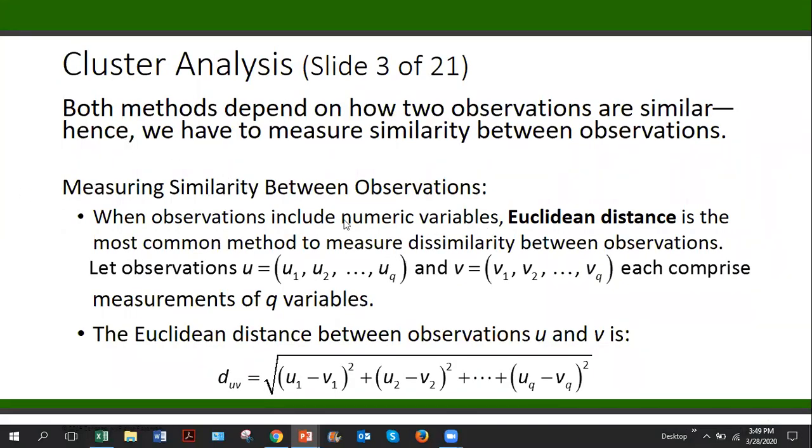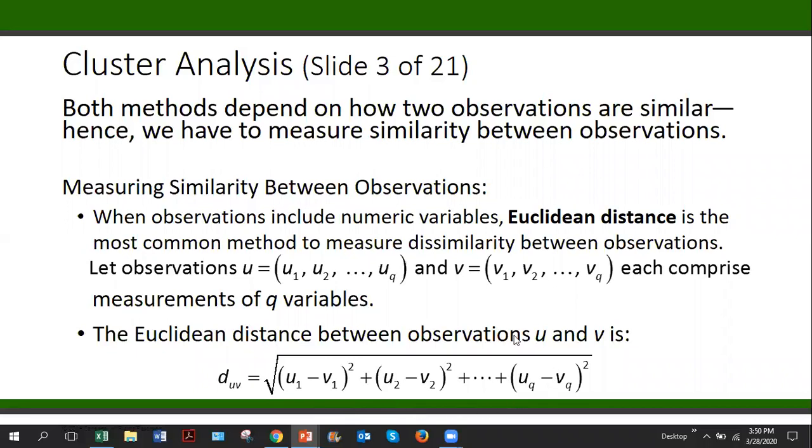Euclidean distance is the most commonly used method of measuring similarity or dissimilarity between two observations if the observations contain numerical variables only. For example, if I have two observations U and V, each of them contains Q variables like U1, U2 up to UQ, V1, V2, and VQ. And the question is how to calculate Euclidean distance between U and V.